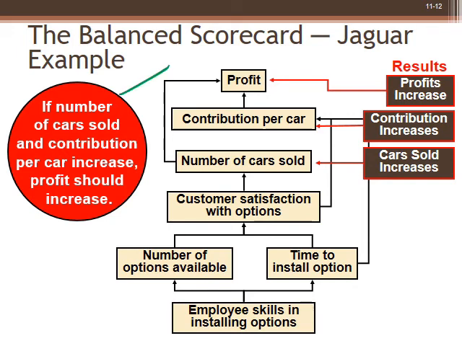So if the number of cars sold and the contribution margin per car increase, it ultimately increases our profit, right? This is how the balanced scorecard works. The idea of the balanced scorecard here is just that you understand it more theoretically, and also how the linkages between the cause and effect of different levels are established, and that's it.